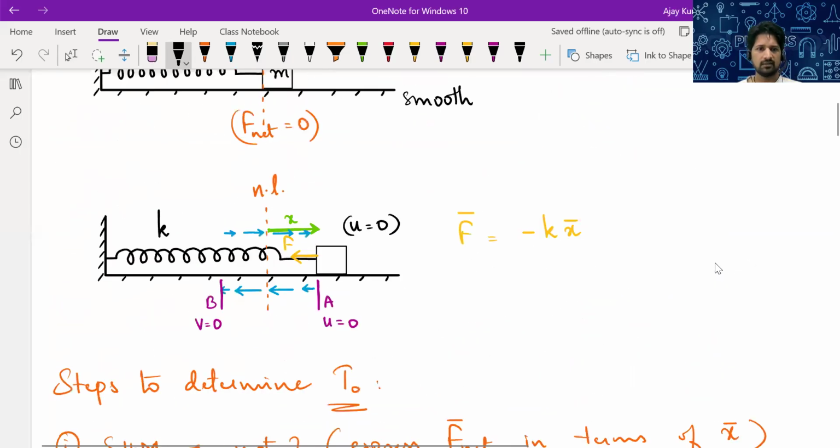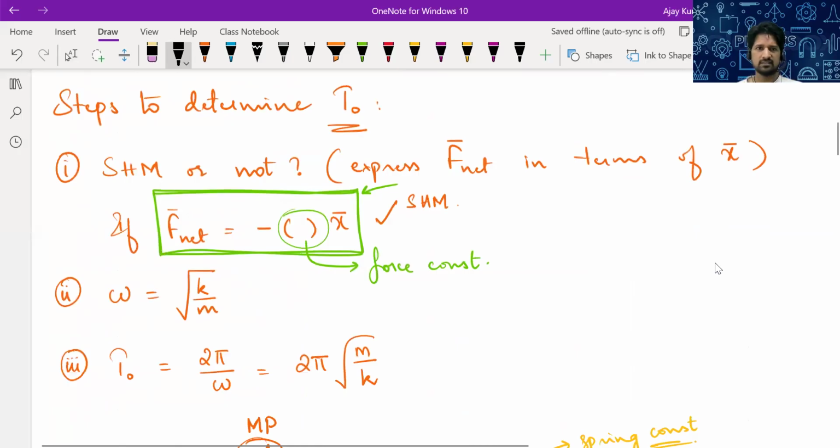We had written it today itself, no? We check whether it is SHM or not. How to check whether it is SHM or not? You assume it is displaced by some random distance x from the mean position and write the net force in terms of x. So amplitude is not involved here.